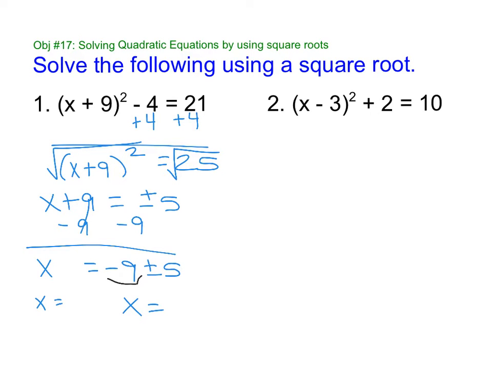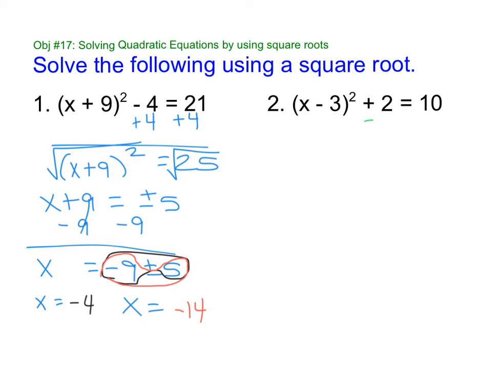So that negative 9 plus 5. Negative 9 plus 5 is negative 4. And then we do the bottom, the minus. Negative 9 minus 5 gives me negative 14. So those are the two answers. All right, number 2. Try it on your own. This one's a little harder.